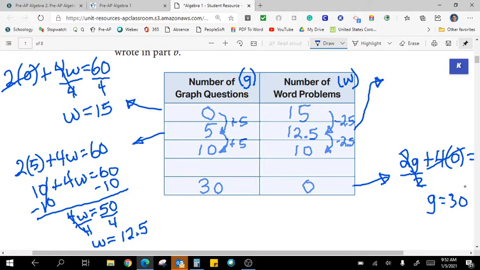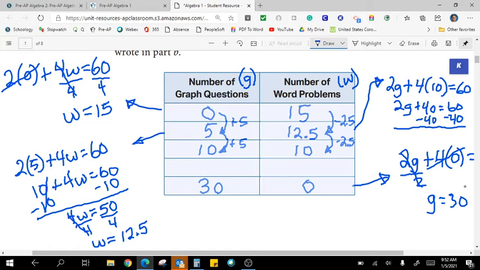All right. Now to make sure that that's correct, let's actually plug in a 10 to the W. Let's go 2G plus 4 times 10 equals 60. I'm going to get 2G plus 40 equals 60. I'm going to subtract 40 from both sides. It's using inverse operations, remember. So I get 2G equals 20. Get that out of the way there.